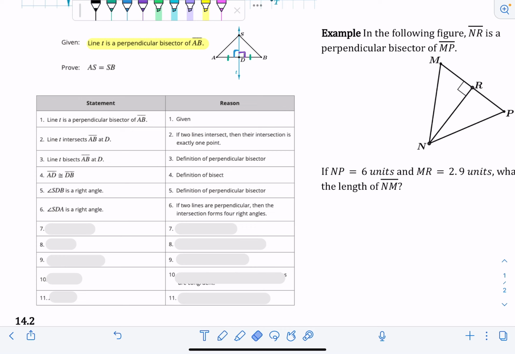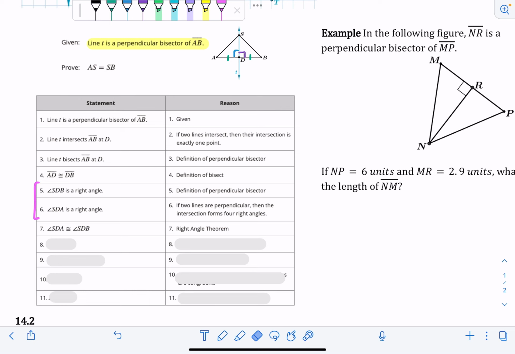And then moving down to number 7. Between 5 and 6, we've said that they're both right angles. So if they're both right angles, it's safe for us to say that they're congruent to each other. So we'd say angle SDA is congruent to angle SDB. There's a theorem that says that all right angles are congruent to each other. It's called the right angle theorem, because they're all 90 degrees, right? So if they're all 90 degrees, they're congruent to each other.